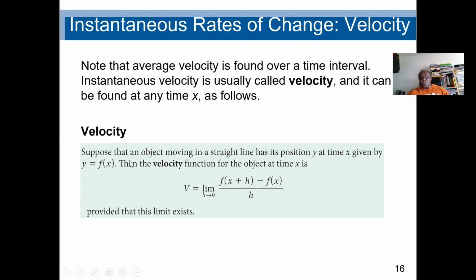So suppose that an object moving in a straight line has its position y at time x given by y equal to f at x. Then the velocity function for the object at time x is what? The limit as h approaches 0 of f at x plus h minus f at x over h, provided that the limit exists. So this is the formula we are always going to use to find a derivative of a function, because of the rate of change, velocity.